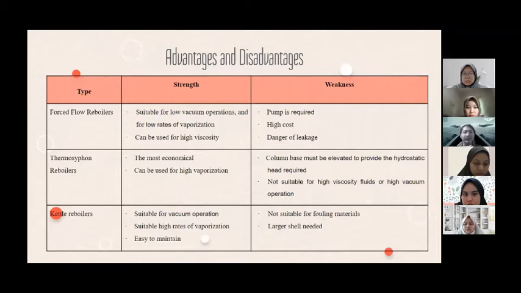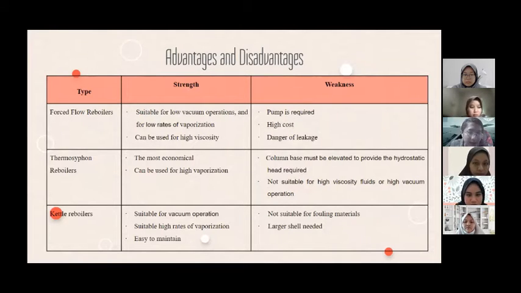Next. Here are the strengths and weaknesses of each type of reboiler. The first, forced flow reboilers: the strength is they are suitable for low vacuum operation and for low rate of vaporization and can be used for high viscosity. But the weakness is a pump is required, high cost and danger of leakage. The thermosiphon reboilers: the strength is the most economical and can be used for high vaporization. But the weakness is the column base must be elevated to provide the hydrostatic head required, and it is not suitable for high viscosity fluid or high vacuum operation.